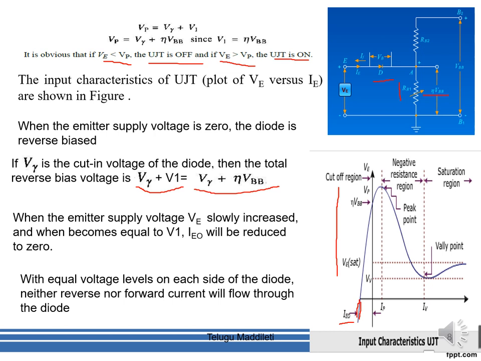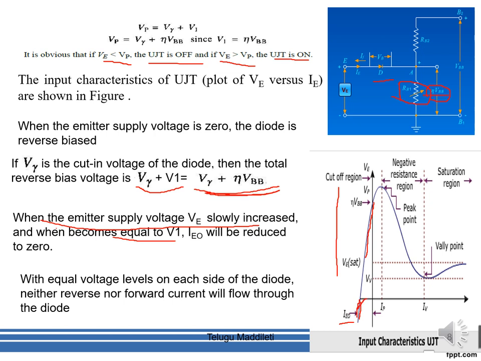When the emitter voltage or anode voltage exceeds this total reverse bias voltage, then only the diode starts conducting. So now, when the emitter supply voltage V is slowly increased beyond zero, when it equals V1, meaning the drop across RB1, which is equivalent to eta VBB, then what happens?